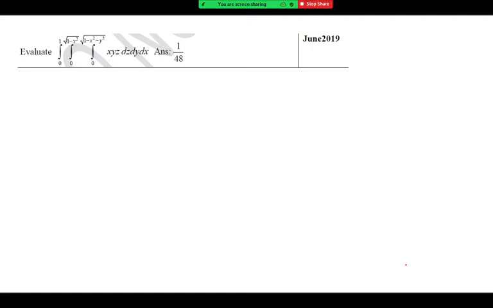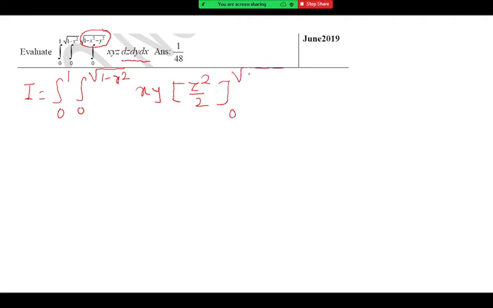I want the order first. What should be the order? dz, dy, dx. Correct. Whatever order is given is correct. The reason is that the inner limits are in terms of x and y, so we should integrate first with respect to z. If we integrate this first with respect to z, the integral will become xy z square by 2. The limits of z are this one, and we are left with dy dx.